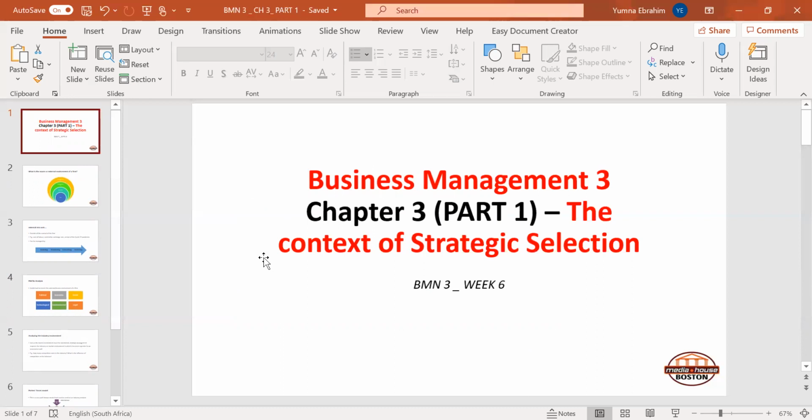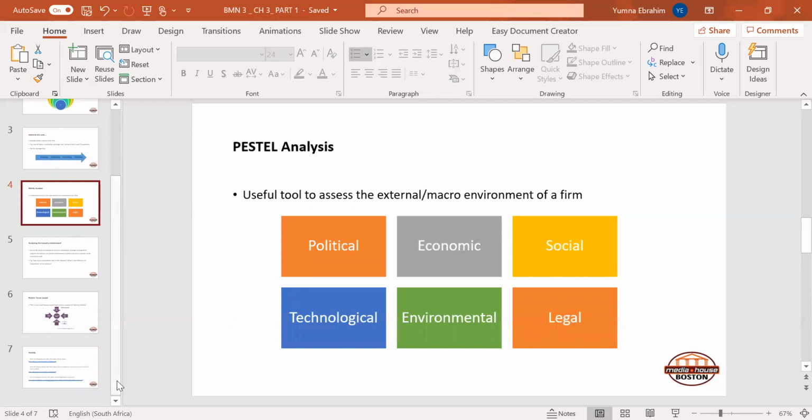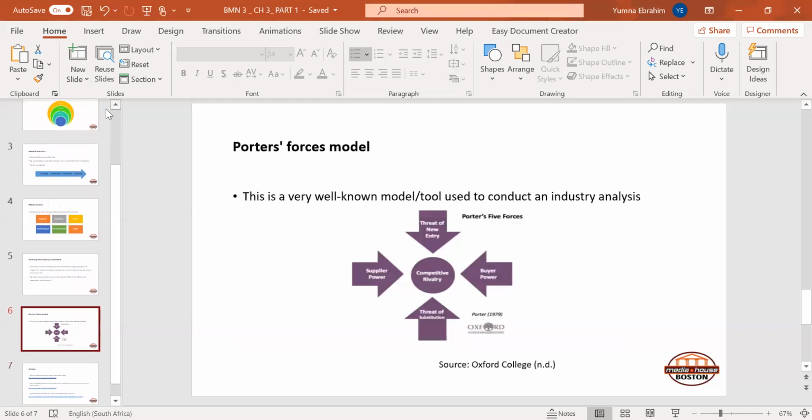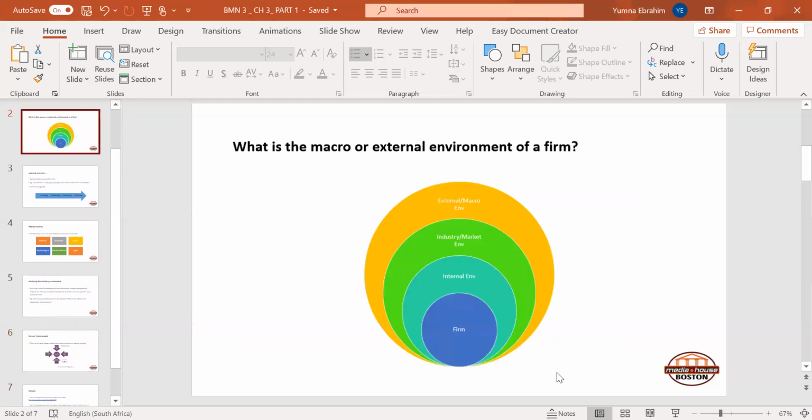Okay, so what do we cover in this recording? We are entering chapter 3, two very important models, the pestle analysis and the Porter's model. So what are we doing? We are looking at the environment, or what is a firm? A firm is part of the macro environment, it's part of the industry or market environment, and it's also part of the internal. It has its own internal environment. So why do we look at the environments of a firm? This is a necessary action as part of prudent strategic management.